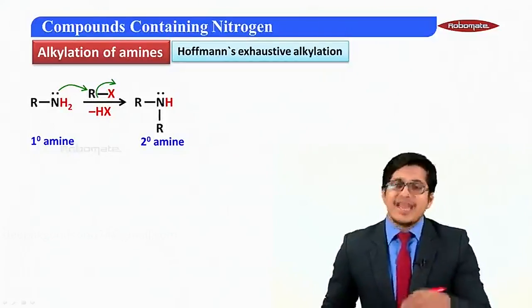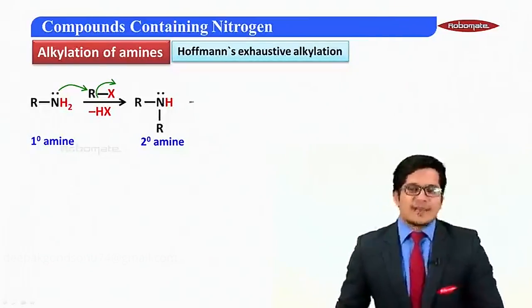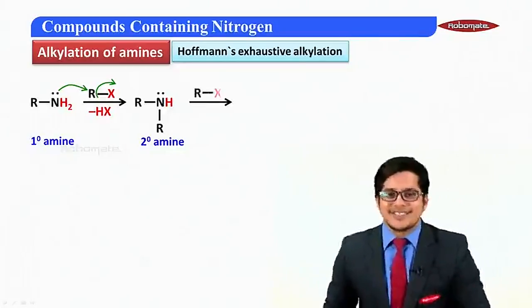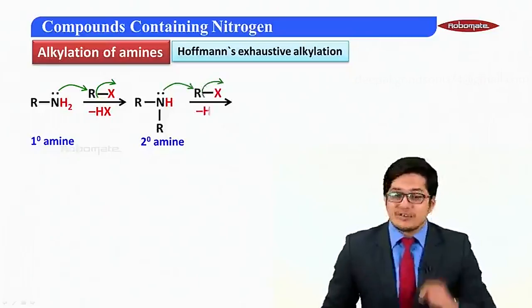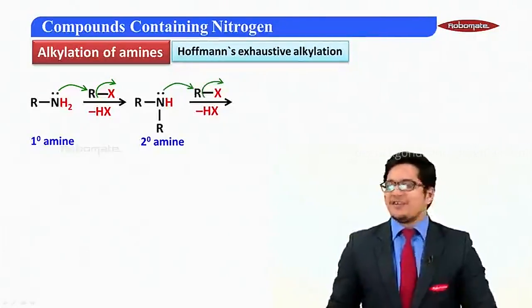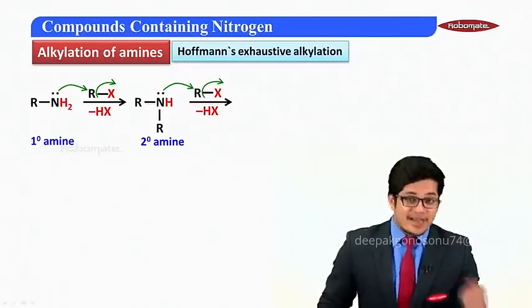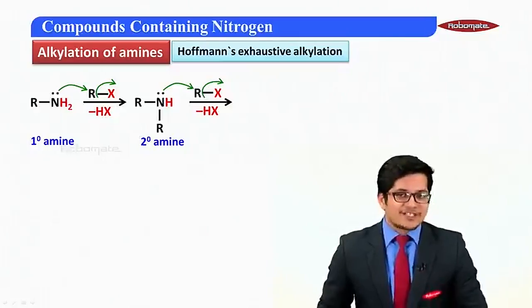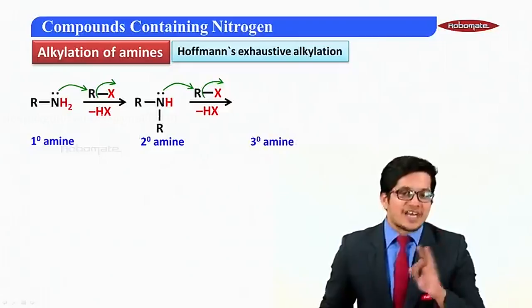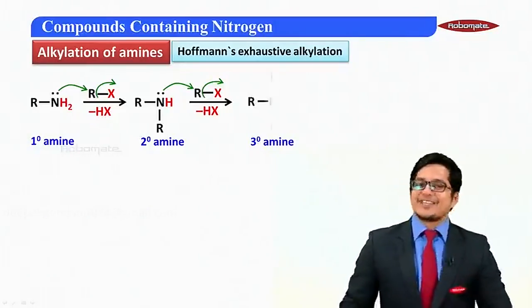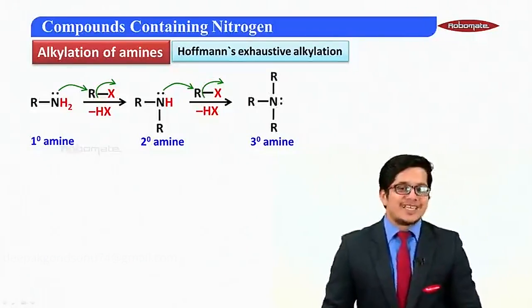Now, let's see why exhaustive. Let's add one more RX to this. Again, nitrogen would move for a nucleophilic attack. Again, you would get HX. But now you would get a compound in which nitrogen is attached to three R groups. That means a tertiary amine would be obtained.